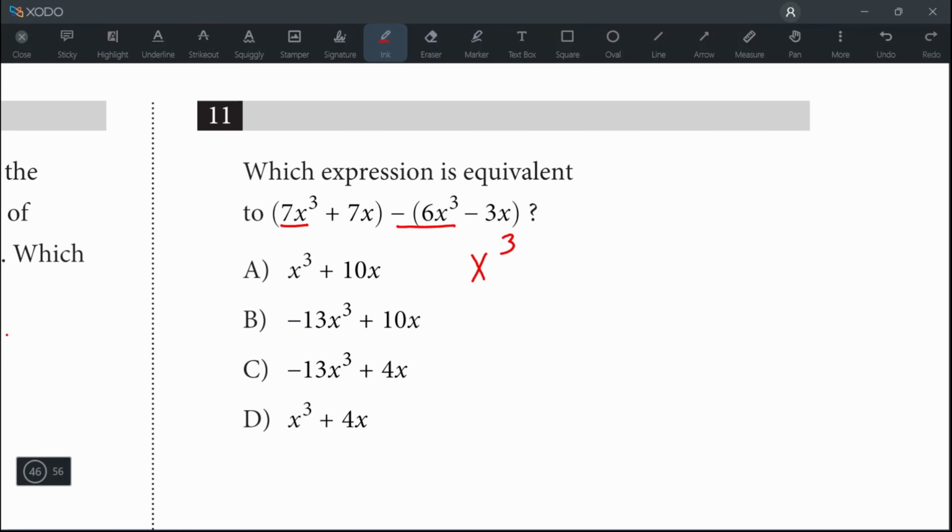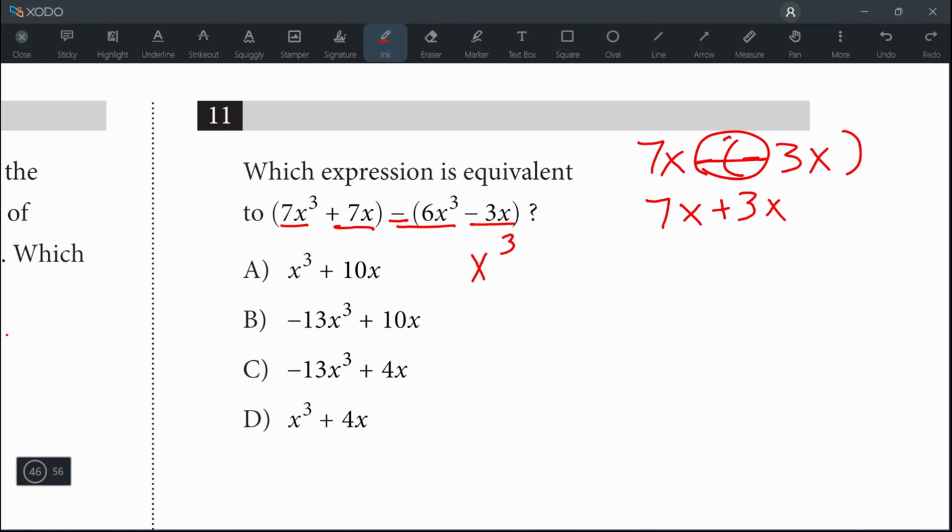And 7x minus negative 3x is equal to 7x plus 3x, because both negative signs will turn out to be a positive sign. So 7x plus 3x is equal to 10x. So the final answer is x to the power of 3 plus 10 multiplied by x, which is choice A. And this is an adding and subtracting expressions question.